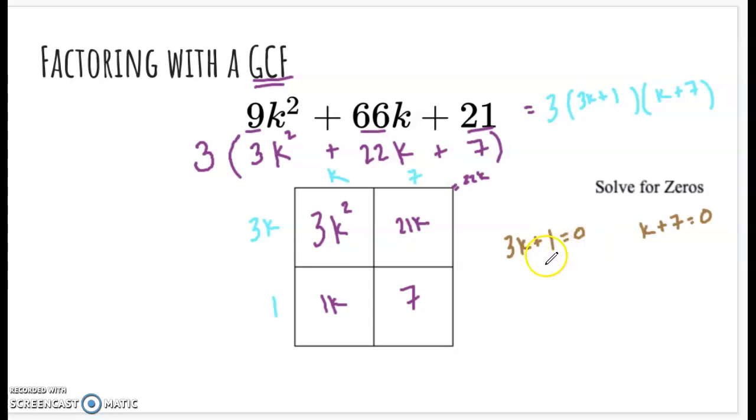using my inverse operations, right? So subtract 1 from both sides of my equal sign. I've got 3k equals -1. Divide both sides by 3. So I have k equals -1/3.